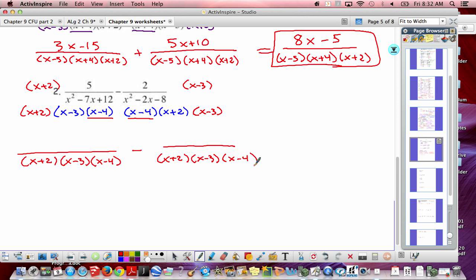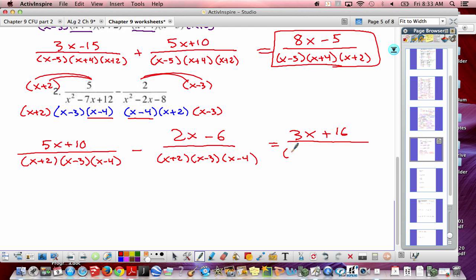So now, I need to distribute. I get 5x plus 10, again distributing the 5. Distribute the 2, I have 2x minus 6. Now I just need to combine like terms by subtraction. So 5x minus 2x, 3x, 10 minus a negative 6, plus 16, all over that same common denominator. All right, that takes care of the front page. Let's flip to the back side.